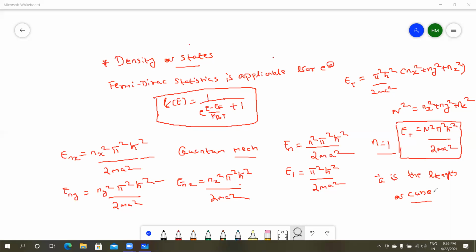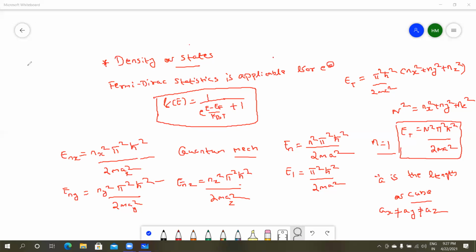But in the case where this is not the same, that is ax is not equal to ay is not equal to az, are you getting my point? If ax = ay = az = a, then you can write a². This is the case of a cube: the length is a, breadth is a, height is also a. But in the case of a cuboid, the length is not equal to breadth is not equal to height. So how can you write the energy eigenvalue? Very simple. It will come as ax², ay², and az², because they are not the same now. In a cube, ax = ay = az = a, so you can substitute a and get the energy eigenvalue.